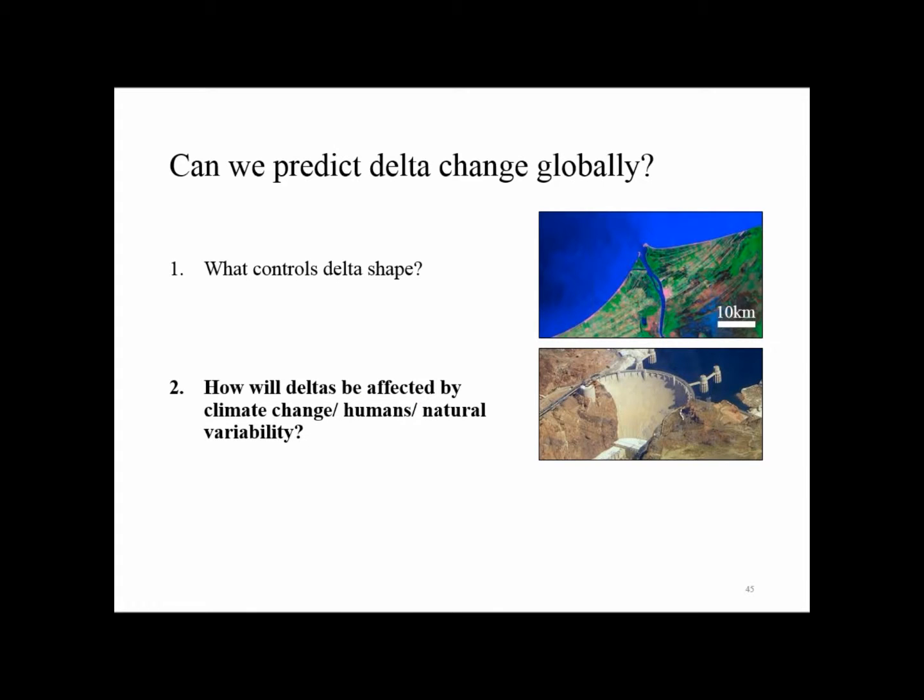So that brings me to my second part. We now have a general theory of delta shape. If we know what will affect all of these deltas, can we then make a prediction of delta change?